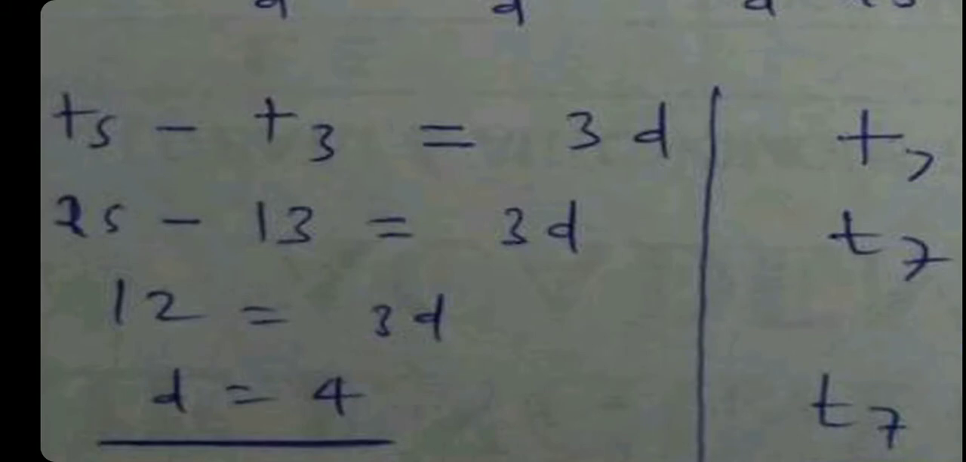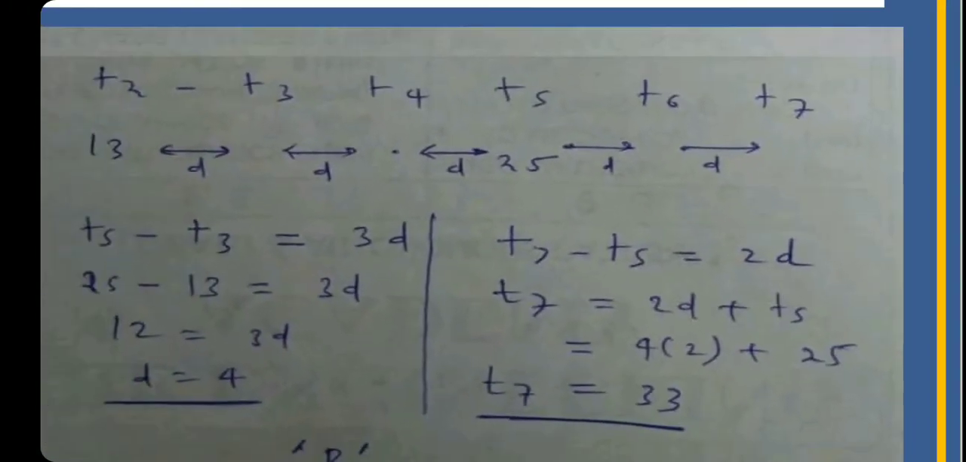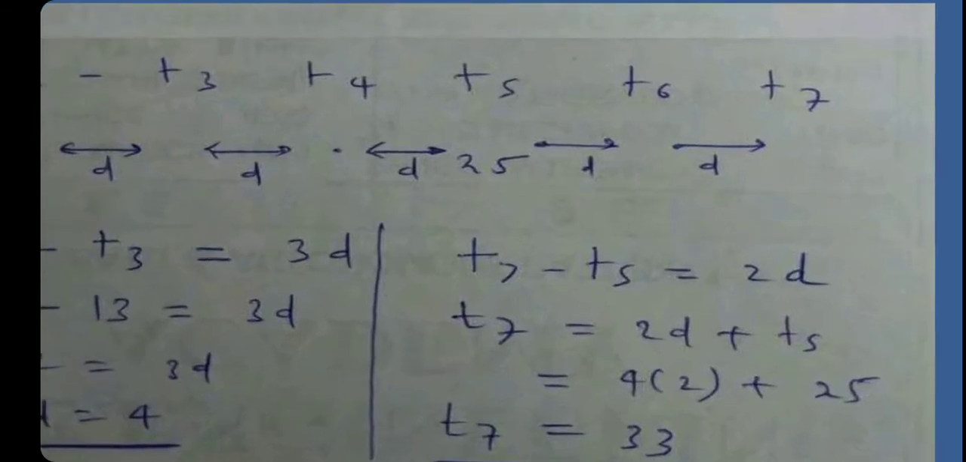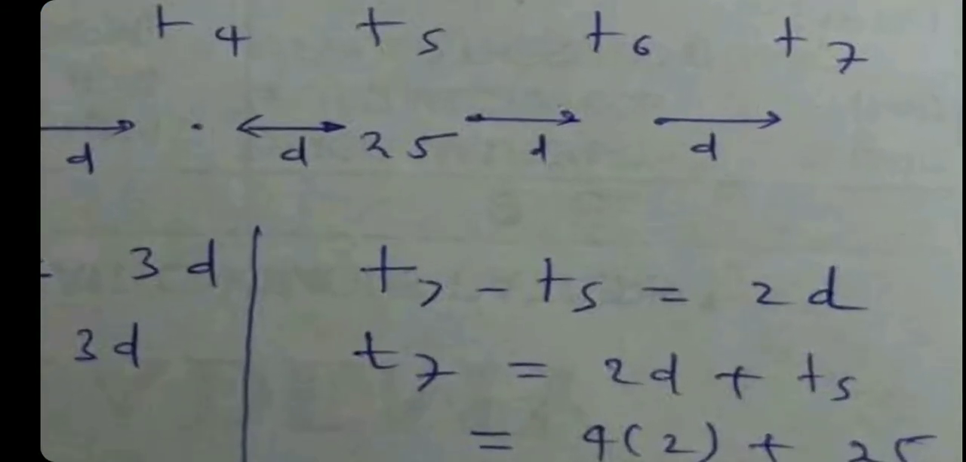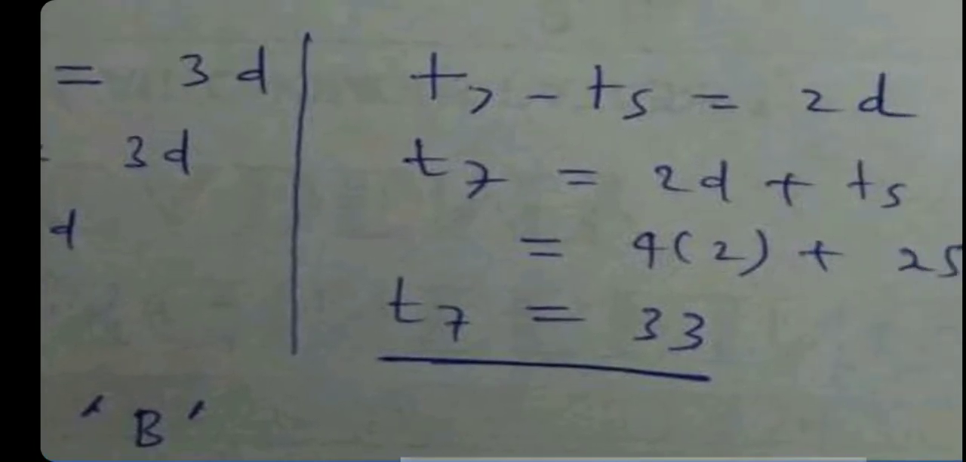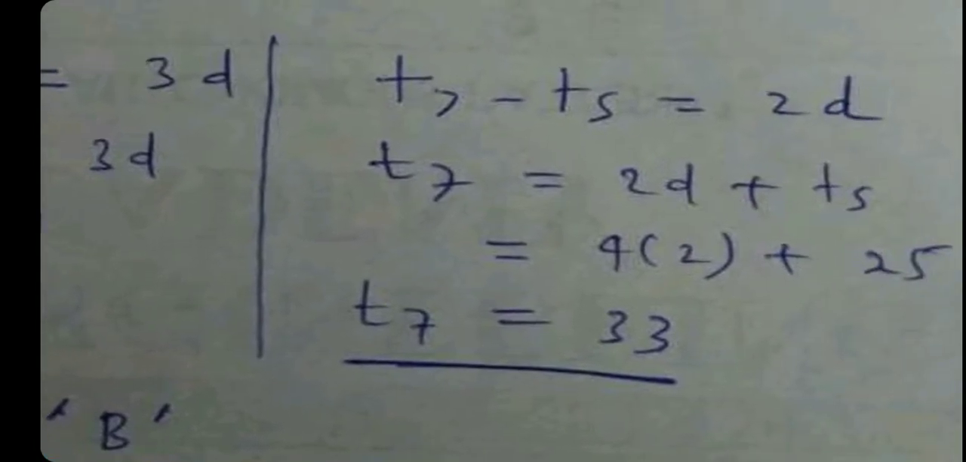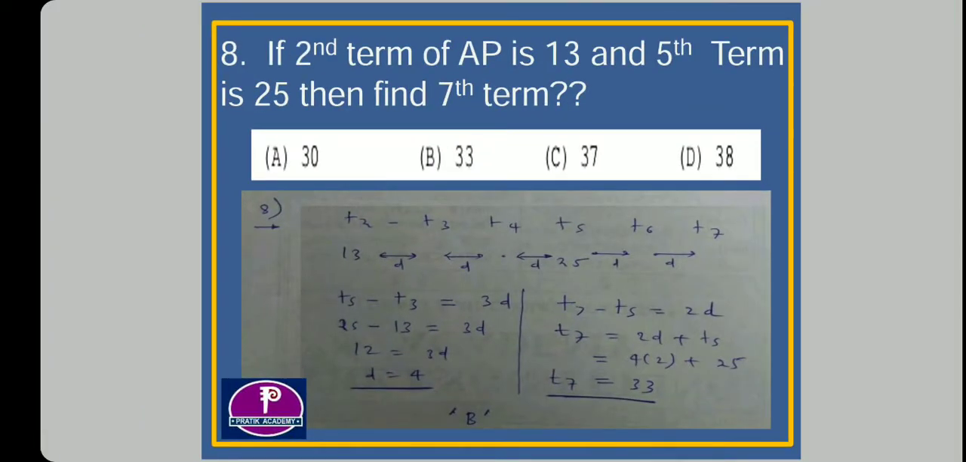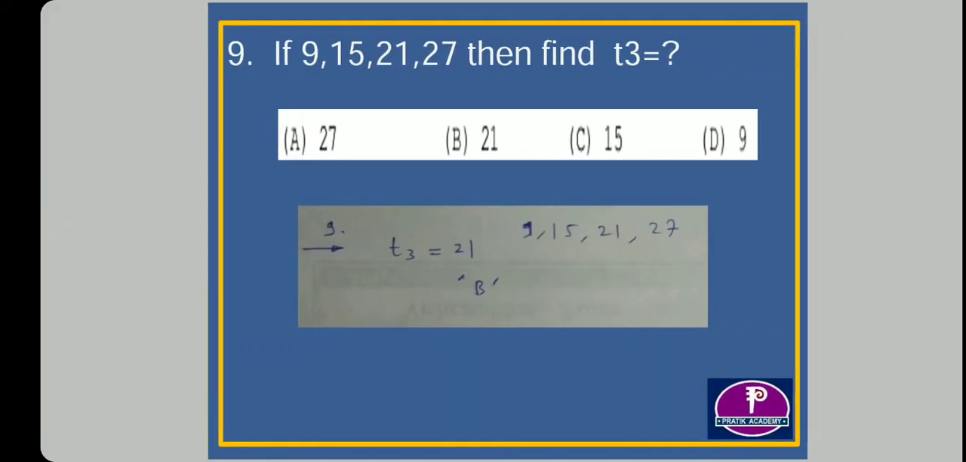Now we want T7, and T5 is known to us. So if you look here, between T7 and T5 there are 2 D's. So the difference between T7 and T5 is equal to 2D, and the value of D we have calculated as 4. So putting values here, we get T7 as 33. Okay, so option B is correct one.